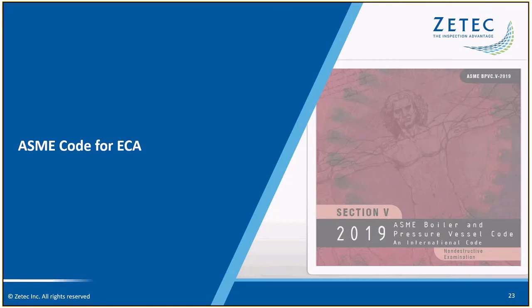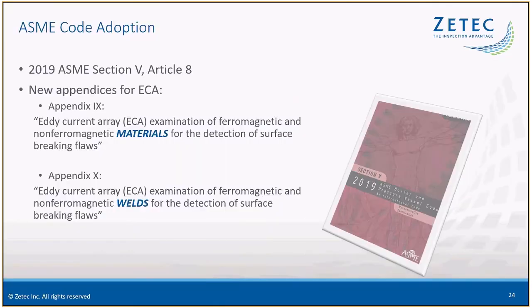So this process has been done enough now that it's made it into the ASME Code, and this is for boiler and pressure vessel. In Section 5, Article 8, there are two appendixes, Appendix 9 and 10. Appendix 9 is for ferromagnetic and non-ferromagnetic materials, and then Appendix 10 is for welds. And this is for eddy current array examinations.